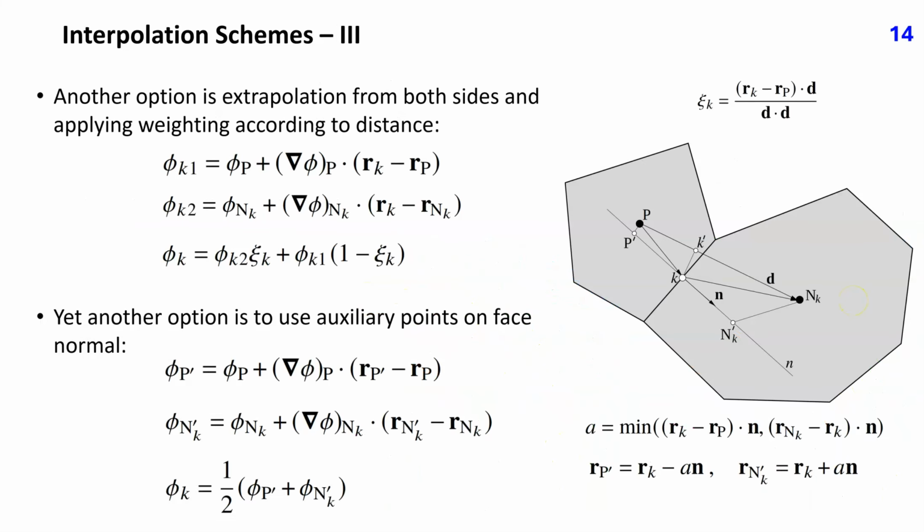Another option for computing cell phase values is extrapolation from both sides and applying weighting according to distance. This is the second order upwind approximation, and this is the second order downwind approximation, assuming that the flow is from P to Nk, or the other way around. Upon weighting with distance, we obtain what is equivalent to a central difference approximation or corrected linear interpolation.